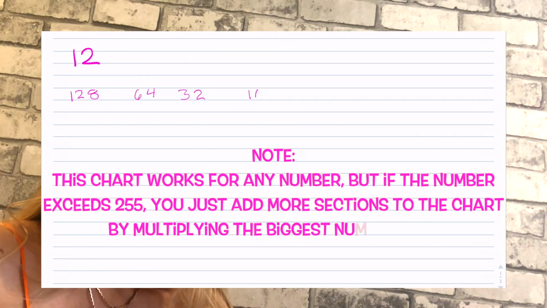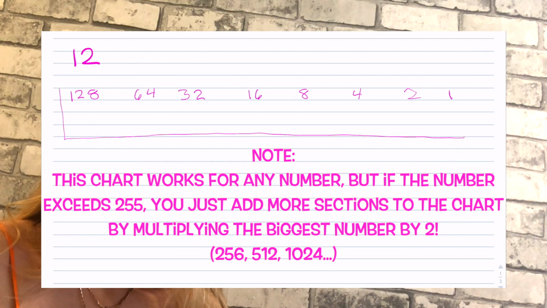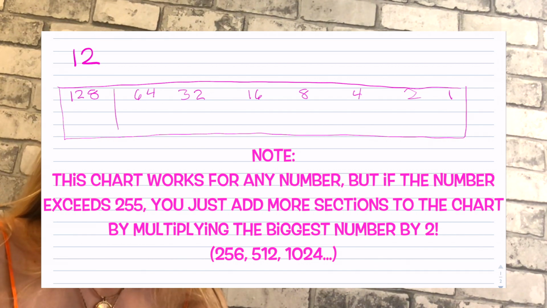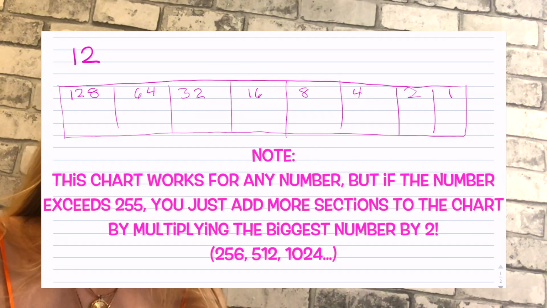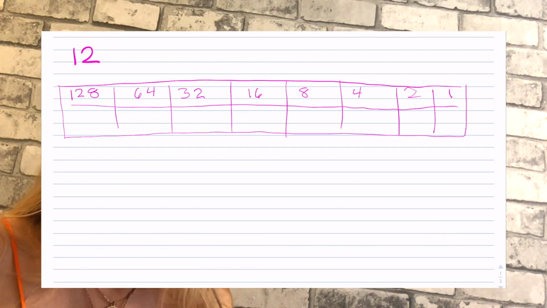So I did 12. So I make this chart every single time. It just makes it really easy. And so basically, in that chart, underneath the number, if that number is going into the number that you're making, then you can put a 1 under it. If not, just leave it as a 0.